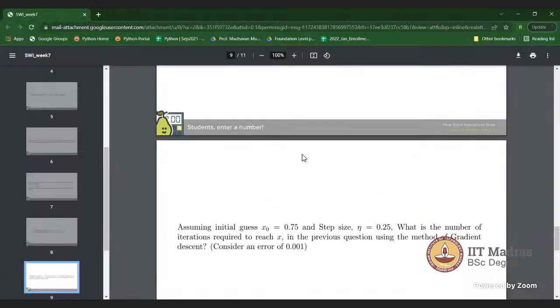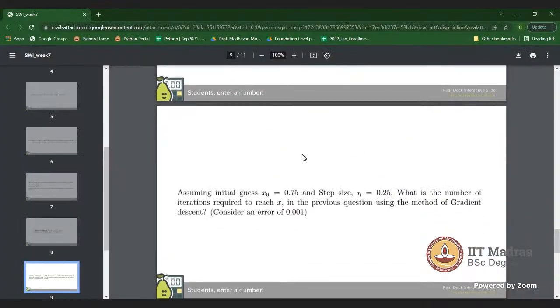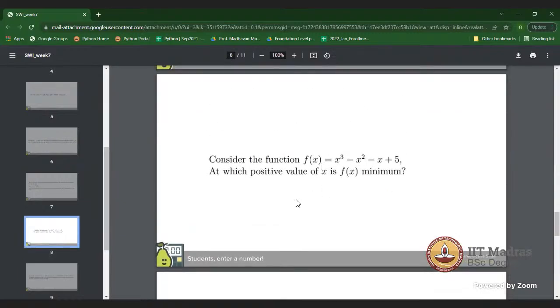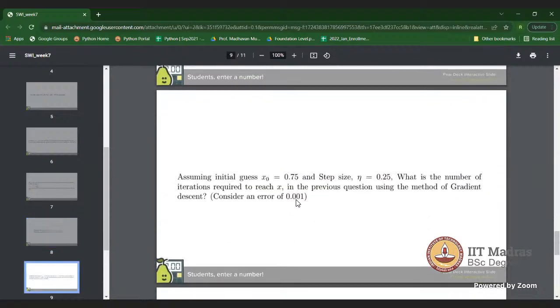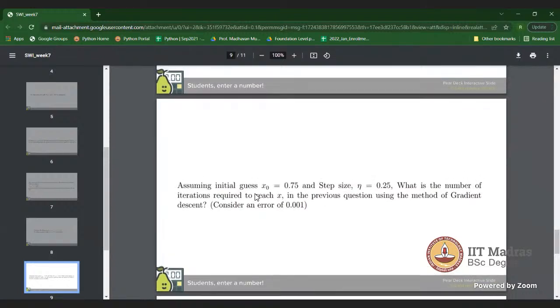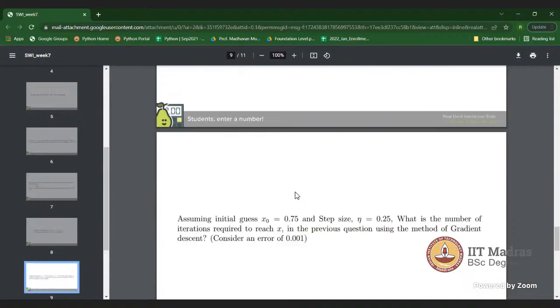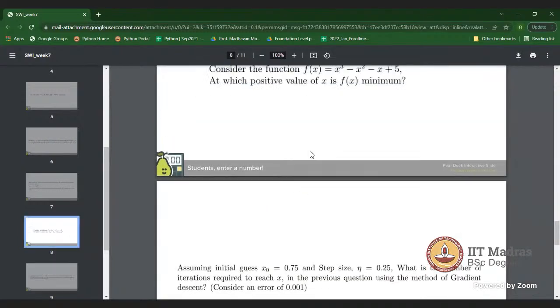Okay, go ahead. So assuming the initial guess as 0.75 and step size as 0.25, what is the number of iterations required to reach x in the previous question? So it is just this particular question. By doing the same thing, x naught as 0.75 and eta as 0.25. What is the number of iterations required to reach x? Consider an error of 0.001. That 0.001 is again for f of x.